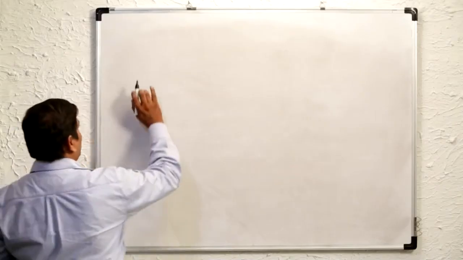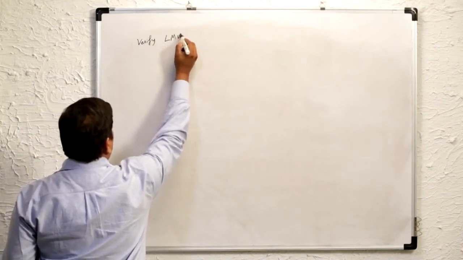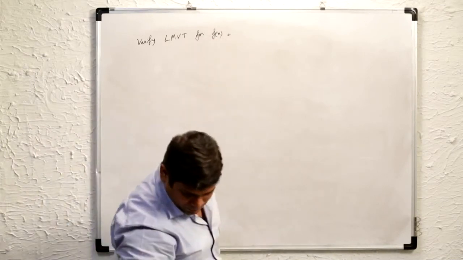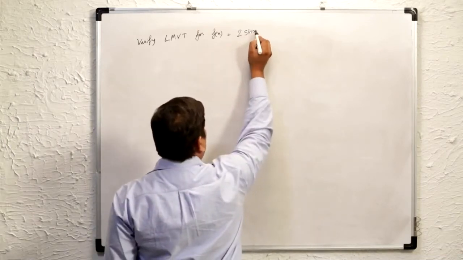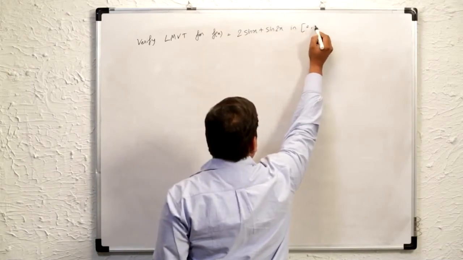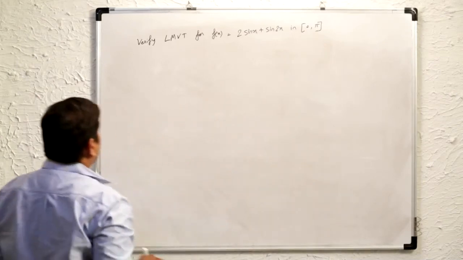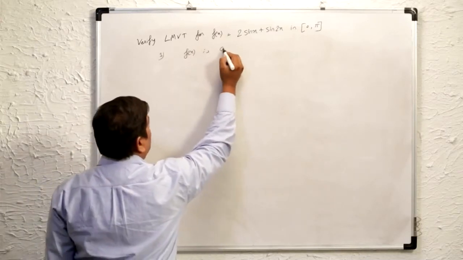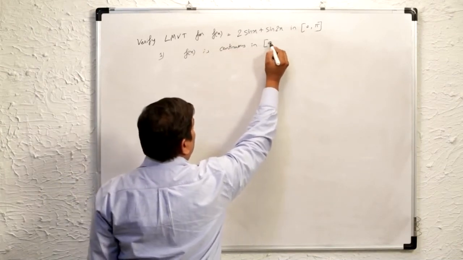Now let us see questions of Lagrange's mean value theorem. So the question is: verify Lagrange's mean value theorem for f of x equal to 2 sin x plus sin 2x in 0 comma pi. First statement as it is, f of x is continuous in closed interval 0 comma pi.